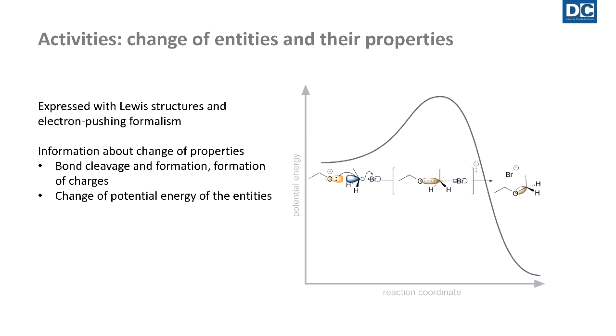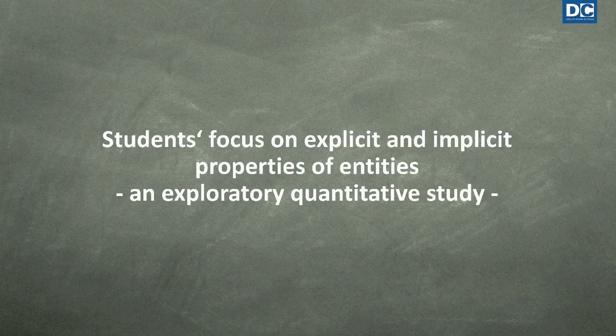So in order to reason with these two main components of a mechanism, a learner needs to know how to appropriately describe these components, the changes as well as the entities and their properties. And in the following, we were interested in how students deal specifically with the entities and their properties. And this leads us to the next study that we want to discuss now.